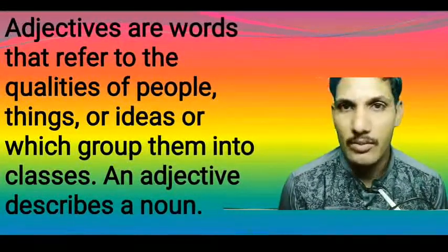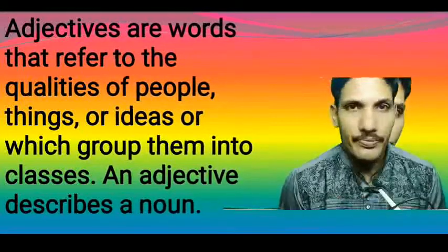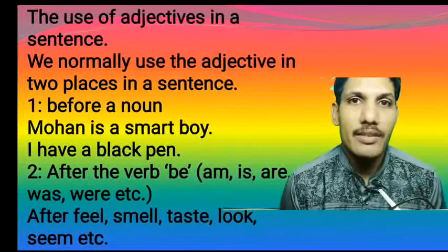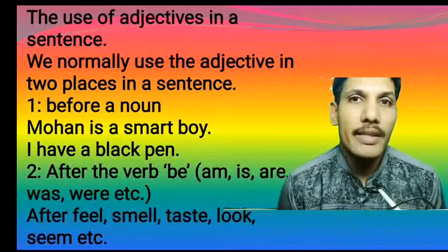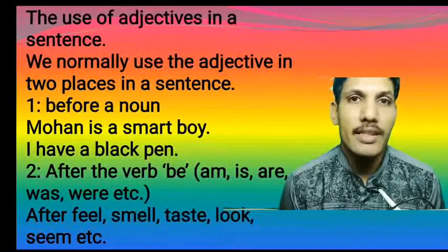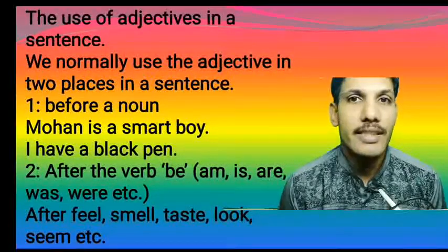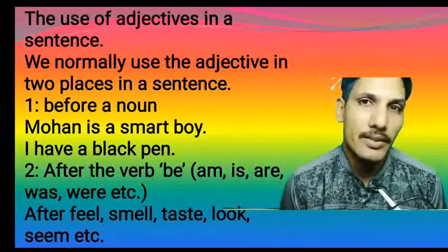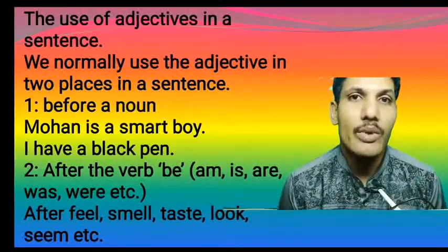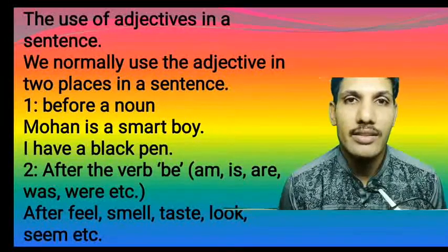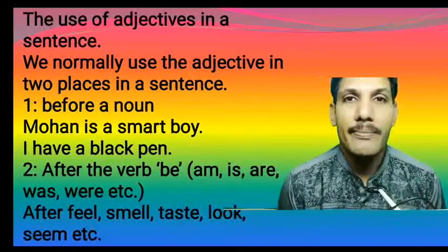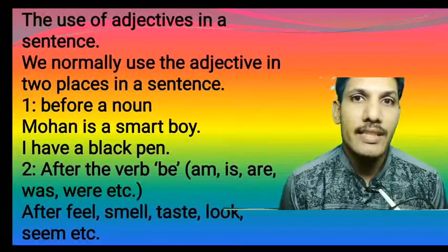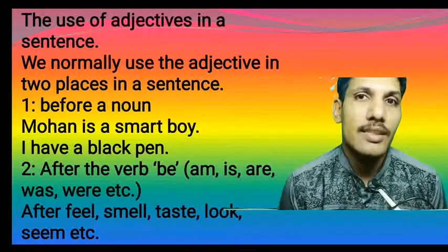Its first position would be before a noun. In our first example, we have Mohan is a smart boy. Here, smart is the adjective and it has come before the noun boy. Likewise, we have another example in which we see I have a black pen. In this example, we see the adjective black precedes the noun pen.